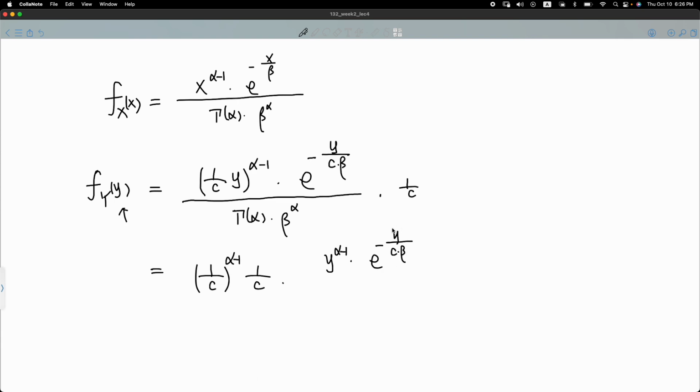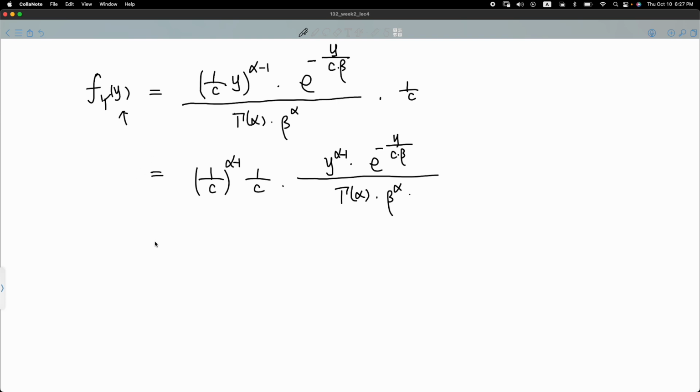Okay, let me keep it this way. I did not change anything from here. The normalized constant also stays the same. And then beta to the power of alpha.